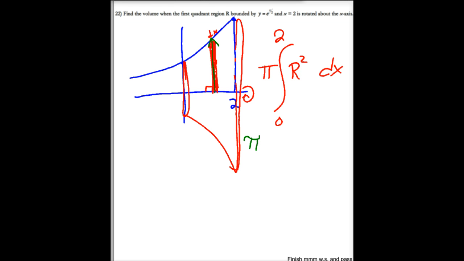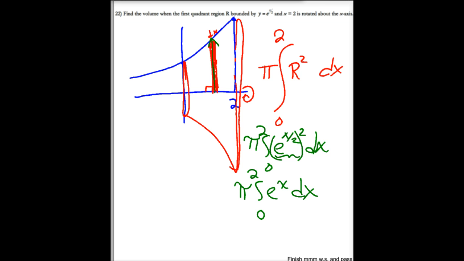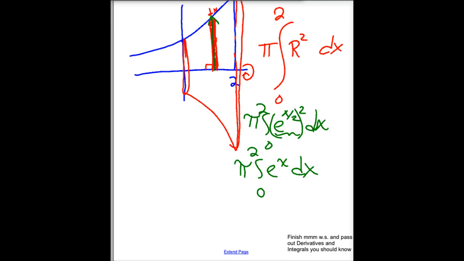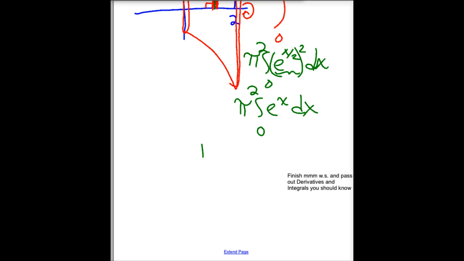All right. So I'm going to integrate from 0 to 2. My radius is e to the x over 2, and I'm going to square it, dx. And we're going to do this by hand. So I'd have pi times the integral from 0 to 2. E to the x over 2 squared would be e to the 2x over 2, or just e to the x. Super easy to integrate e to the x because its antiderivative is simply e to the x. So I've got pi times e to the x evaluated from 0 to 2.